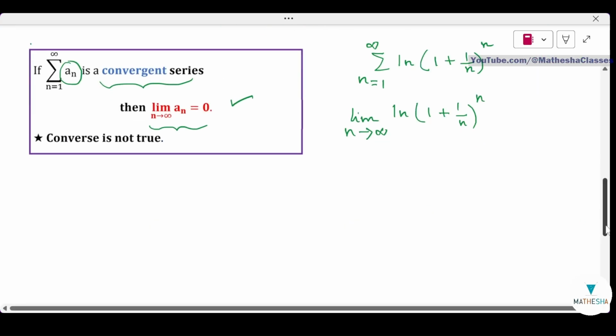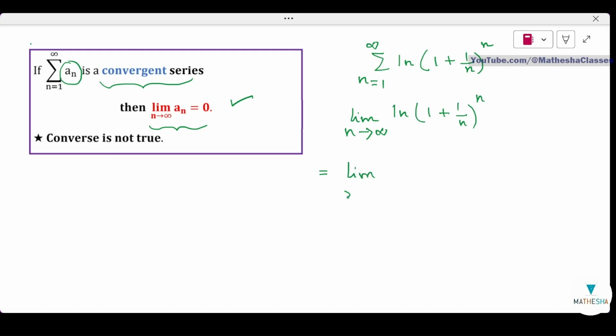तो कैसे शो करेंगे? इसके लिए हम हेल्प लेंगे एल'हॉपिटल रूल का. फर्स्ट ऑफ ऑल, to calculate the limit, we'll first convert it to a function for positive real numbers. So we'll just replace n with x. So that will have the same limit, if the limit exists, as limit x tends to infinity log of 1 plus 1 upon x whole to the power x.